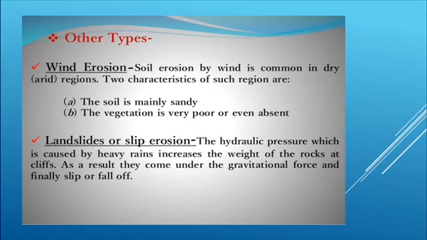Other type of soil erosion is wind erosion. Soil erosion by wind is common in dry areas, arid regions, because of low rainfall and absence of vegetation, and because of the poor vegetation in this area, bare soil leads to soil erosion.